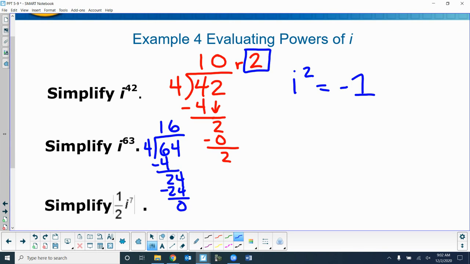So i to the 63rd is like i to the 0. What's anything to the 0 power? Shouldn't that be 63? Oh, yeah. Why did I do 64? Yeah, the perfect square looks pretty. Yeah, I don't know why. I have no idea why I did that. Just leave it alone.